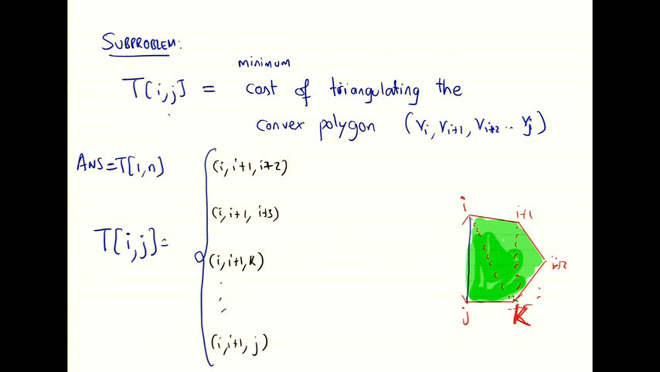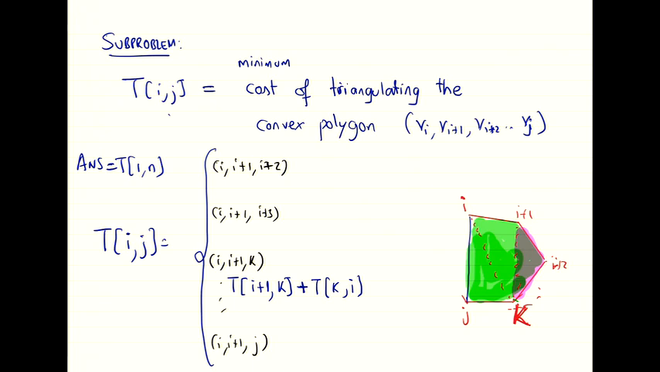Sorry, my pictures are not very good today. You have the polygon from I plus 1 to K, right? That you need to separate. So that's going to take cost exactly T of I plus 1 comma K. And then you have the polygon from K to I, which you need to triangulate. So that's going to cost you T of K comma I.